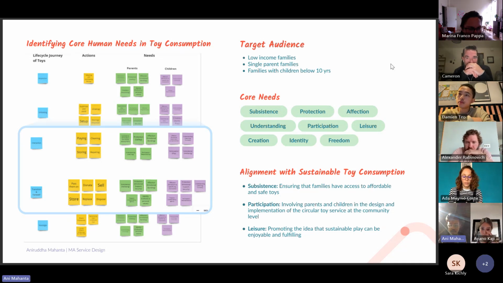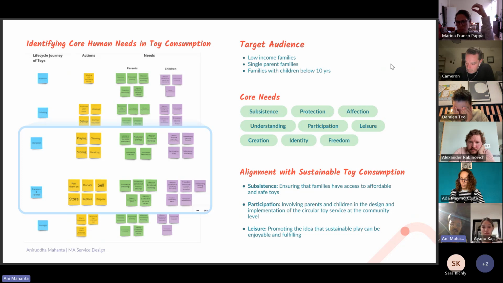And in participation, I see this as more from a service design perspective about how I can involve parents and children at the community level to implement this service, because while we are waiting for a big transition to happen at the policy level, it probably might take around 20 years. But what we can do right now at the community level is the focus of my project.